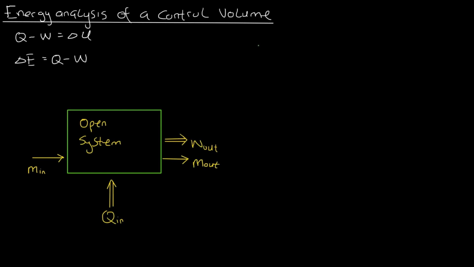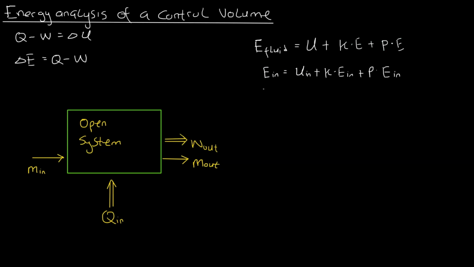The total energy for a certain mass of a substance is given as its internal energy plus its kinetic and potential energies. So the energy of the fluid flowing in equals the internal energy of the fluid flowing in plus its kinetic and potential energies. And the energy of the fluid flowing out is equal to the sum of its internal energy plus its kinetic and potential energies.